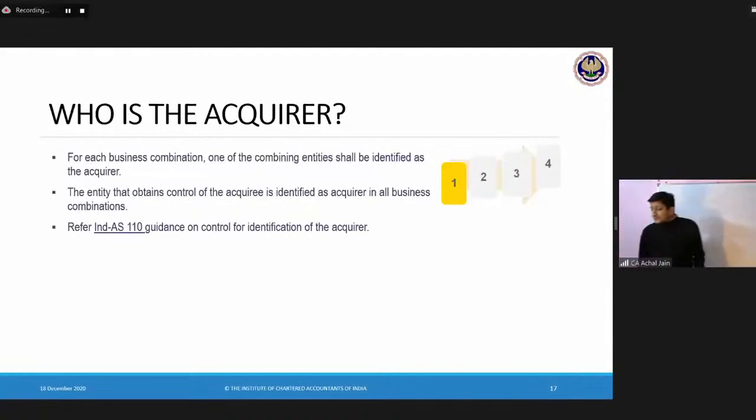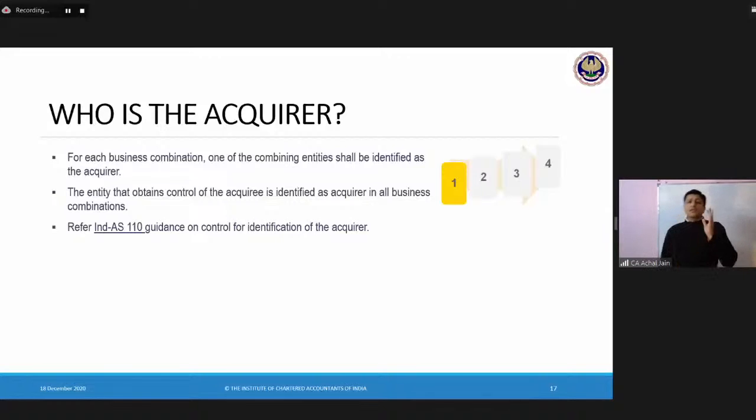So the first step, which again can be a point of confusion for many, is about identifying who is the acquirer. Let's suppose a company is getting acquired by another company. A question may arise, who is acquiring whom? So how do we establish who is the acquirer?